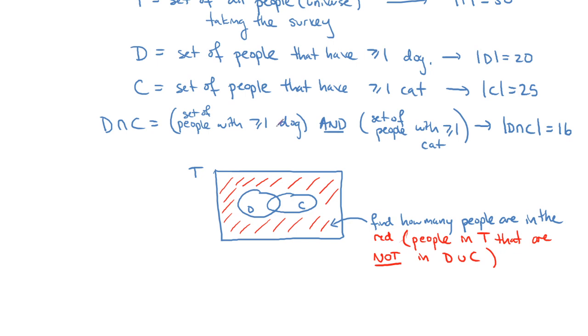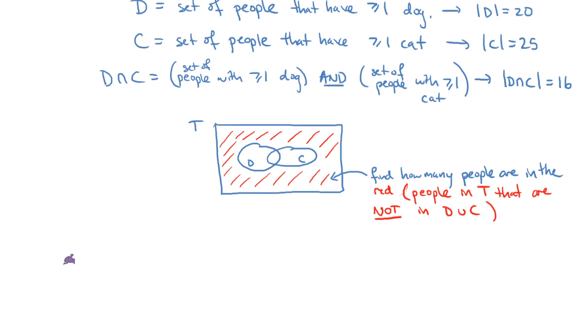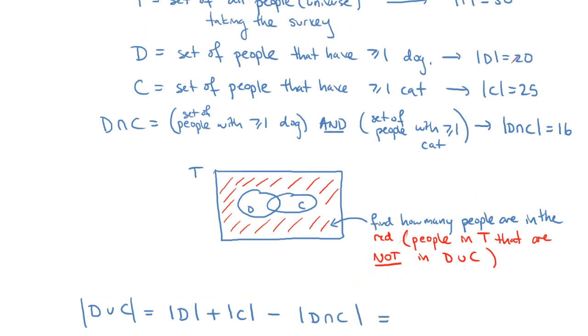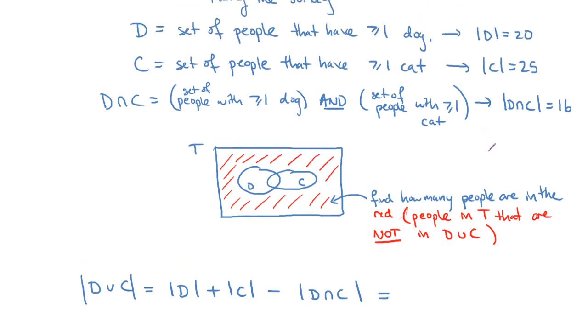So by the inclusion-exclusion principle, first of all, D union C would be the set of people that have greater than or equal to one dog, or the set of people with greater than or equal to one cat. So how big would this be? Well, according to the inclusion-exclusion principle, this would be the size of D plus the size of C minus the size of this intersection. So we actually have all of those numbers right here. So this would be 20 plus 25 minus 16.